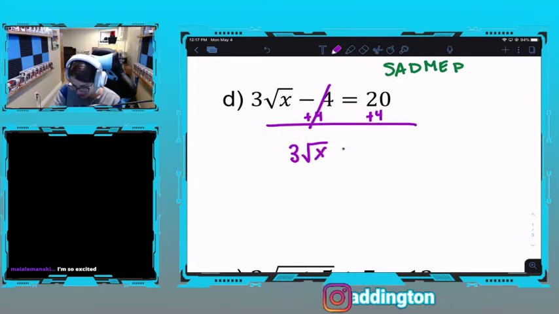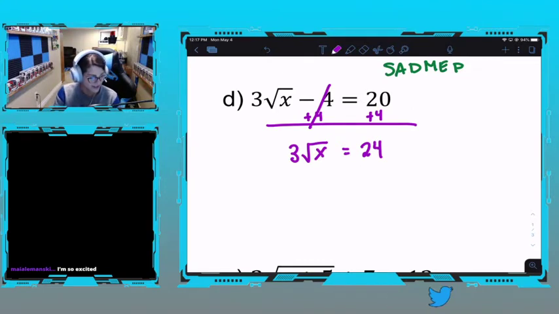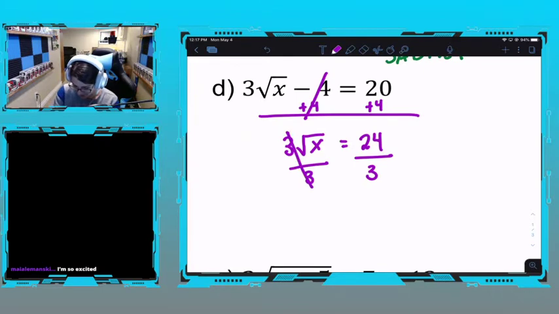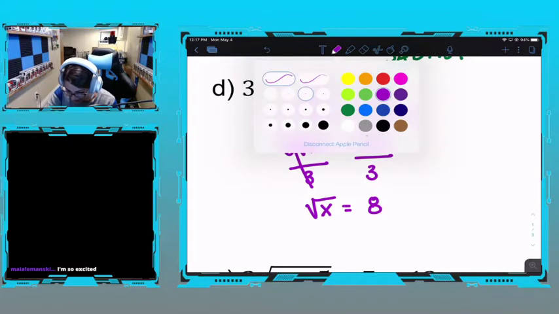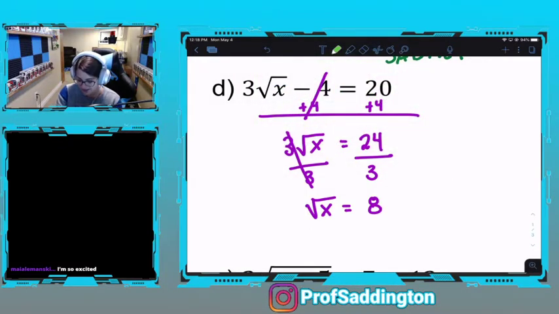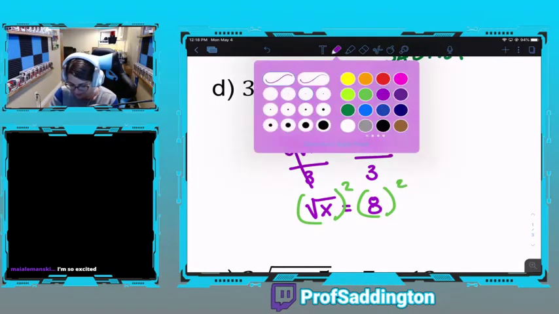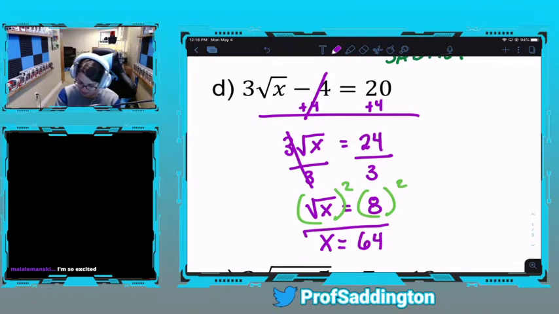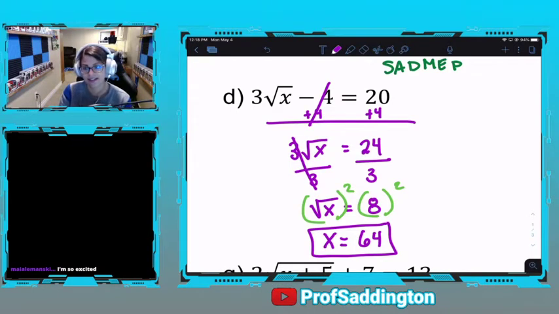So we have 3 radical x equals 24. Then, is there anything I can divide or multiply by? Yes, there is. There's that 3. So I'm going to divide each side by 3. So we're left with radical x equals 8. And now, finally here, I can undo that square root by squaring each side. So we're left with x equals 8 times 8, which is 64. So just make sure you're following backwards PEMDAS when we're solving these.